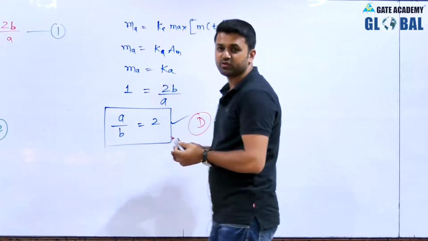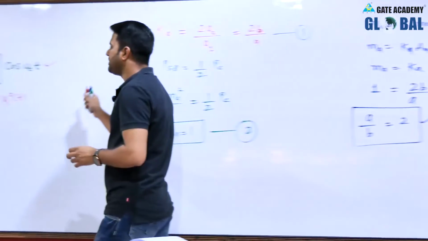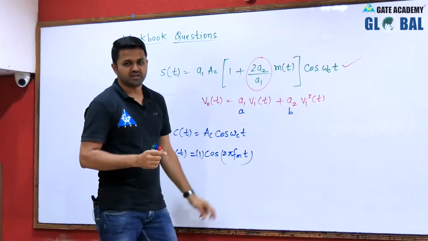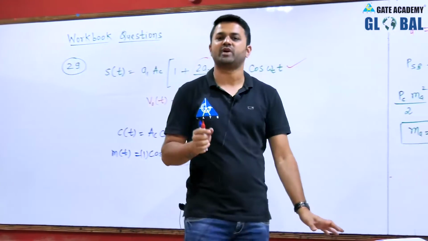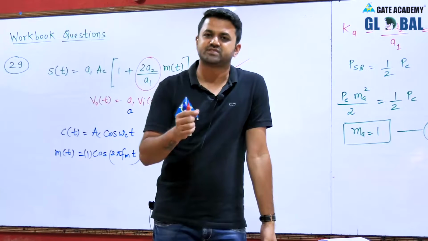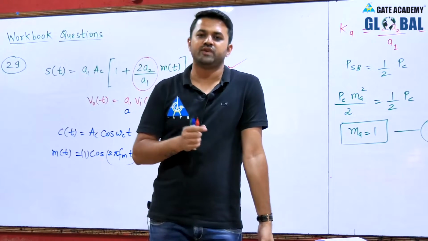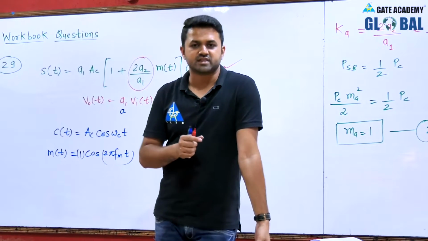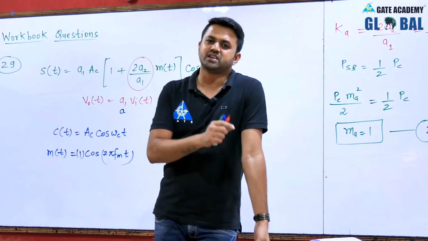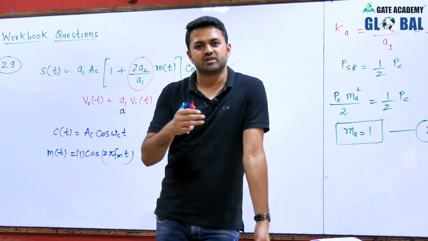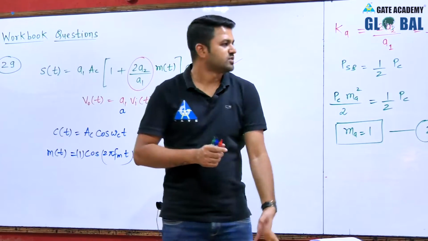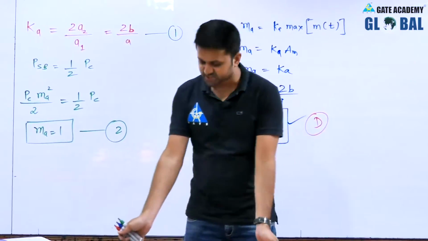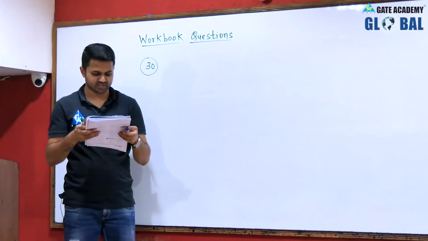So this is a very simple question if you remember this result for the linear and nonlinear term. If there are only two terms, that is a linear term and a square term, then you can directly use the result which we derived in the generation of AM, that is the square law modulator. Whatever condition is given to you, if you solve step by step according to that condition, you will come to the result. Okay, so in this way you have to solve the questions. Now the next question is question number 30.